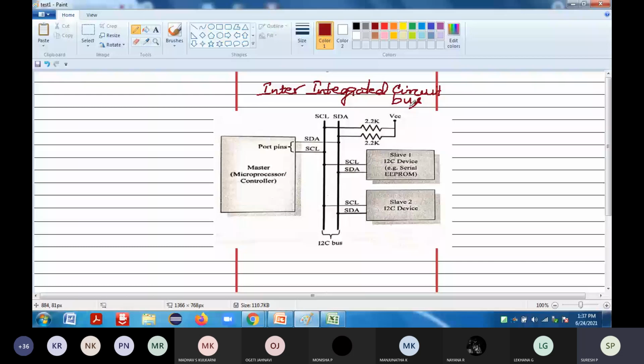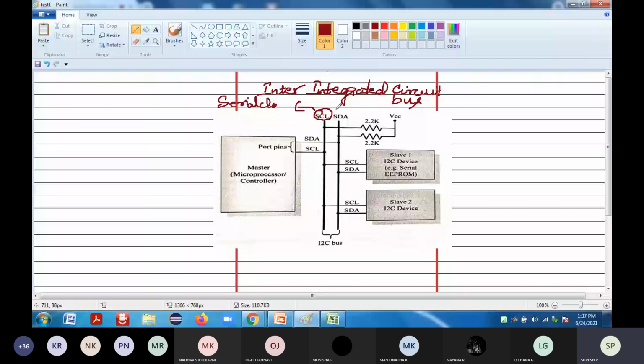It has two different types of lines. One is the serial clock line, SCL, which stands for serial clock. Whereas SDA stands for serial data.